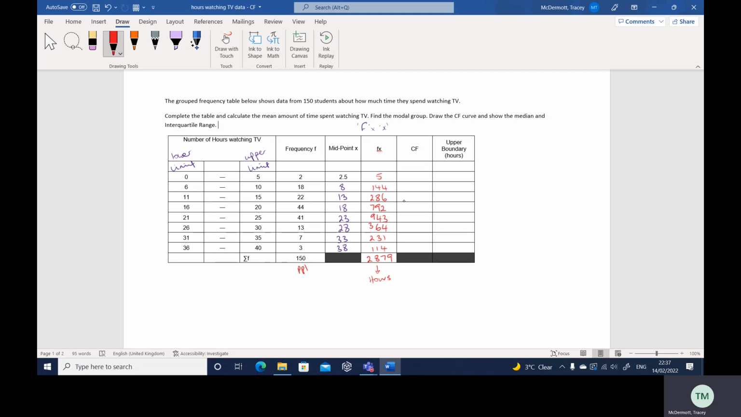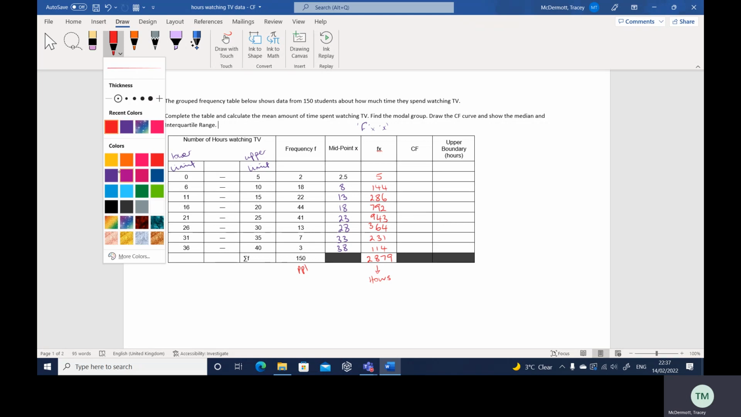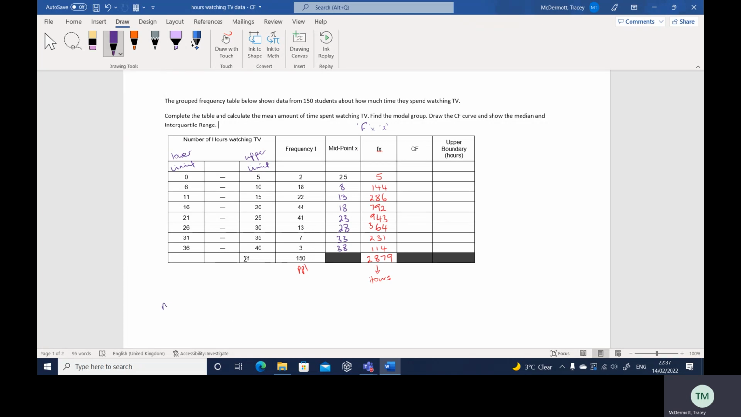All right. Before we go any further, what we can do is calculate the mean straight away. And the mean, if we use the formula that we've seen in class, is the total of the FX column divided by the total of the frequency column. So that sigma, which is one of the Greek letters, just means the total or the sum of.